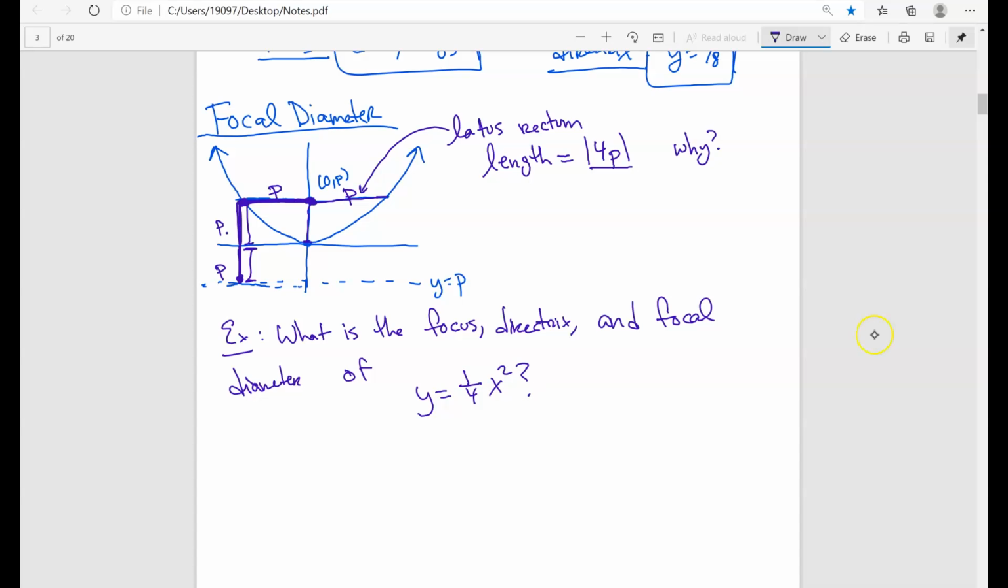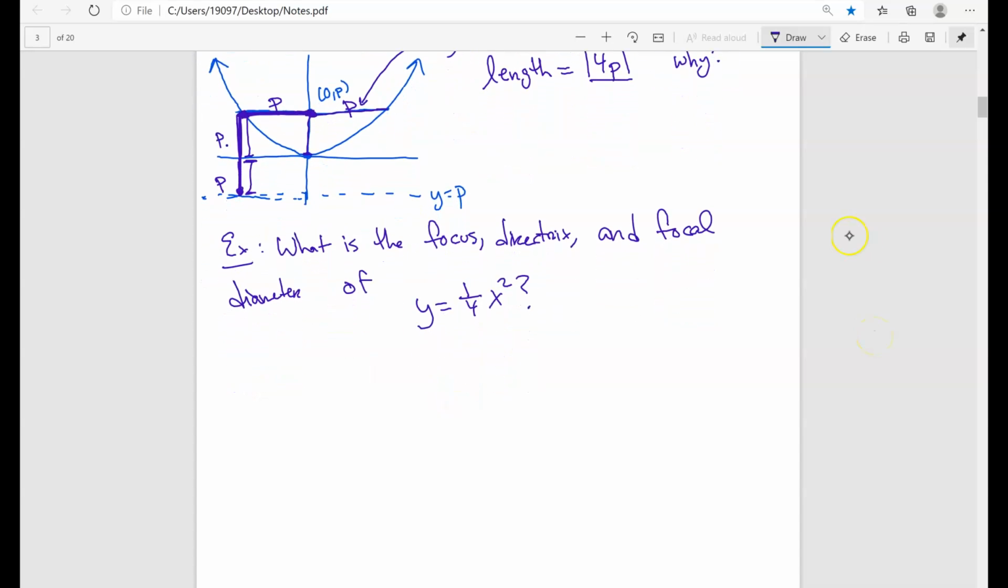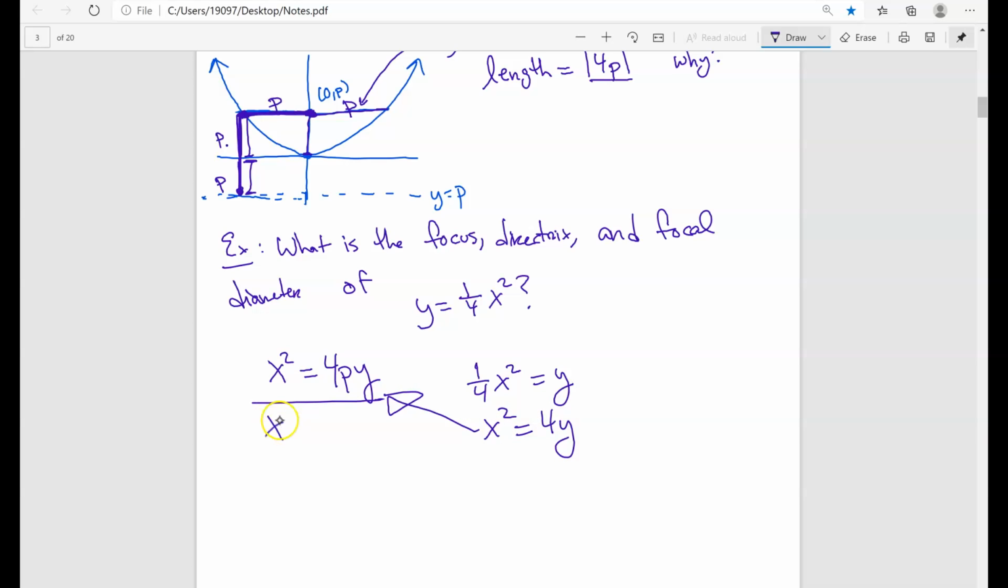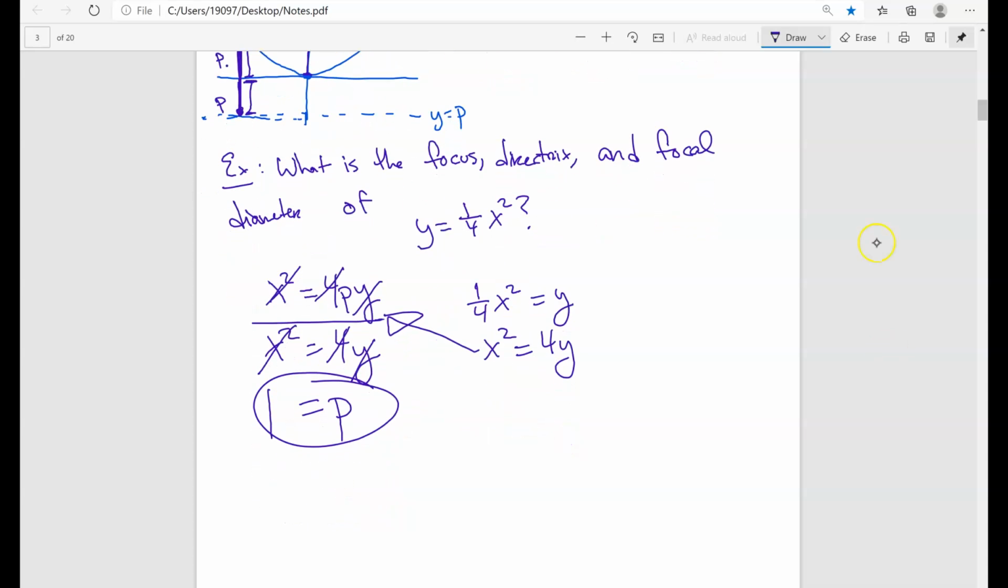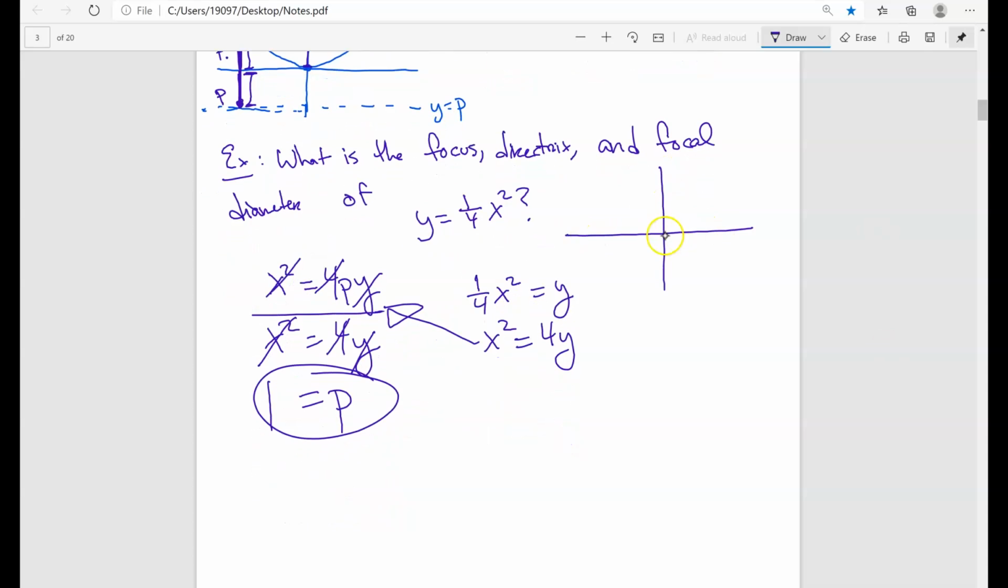Okay, so the first thing that we're going to do is let's write it in a way that I can find the focus. x squared equals 4py. So right now, you can leave it as is, or you can write it as 1/4 x squared equals y. If you don't like working with the fractions, you can always move it over. x squared equals 4y. And now you can just go ahead and divide. So divide by x squared equals 4y. So the x squareds cancel out, the 4's cancel out, the y's cancel out, so you're left with p is equal to 1.